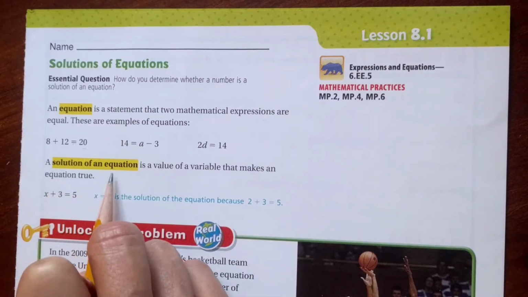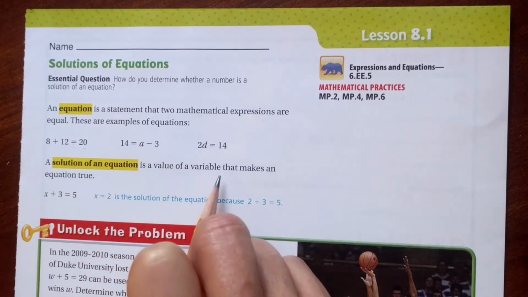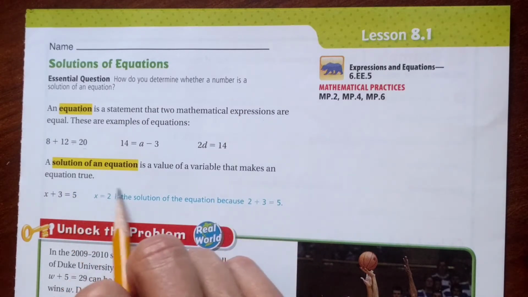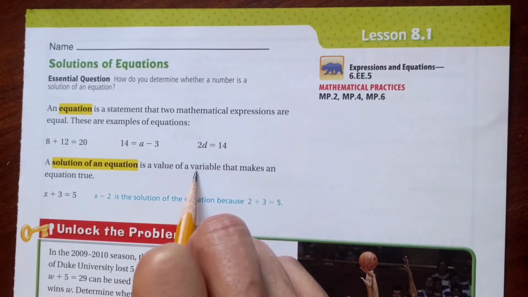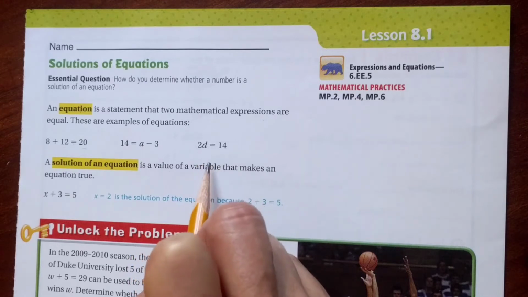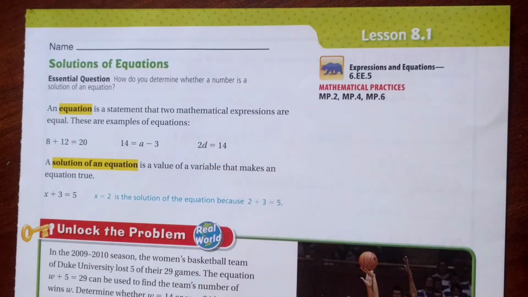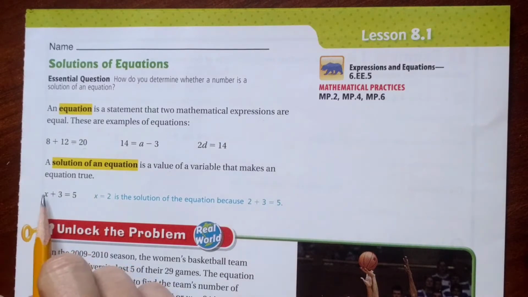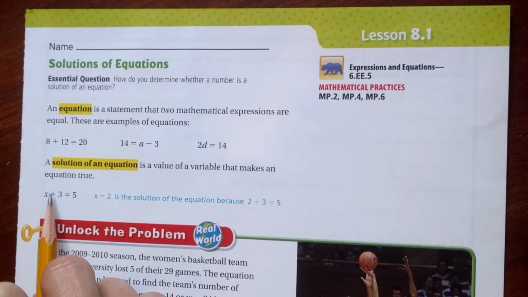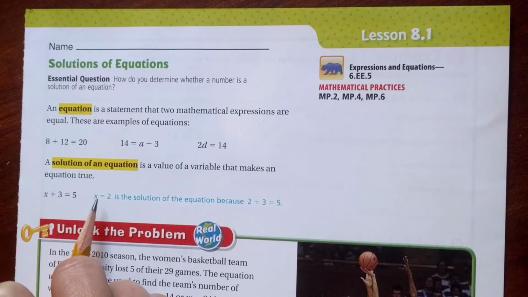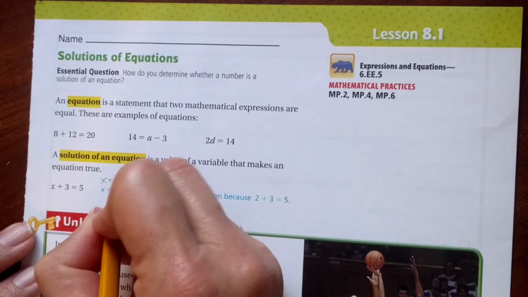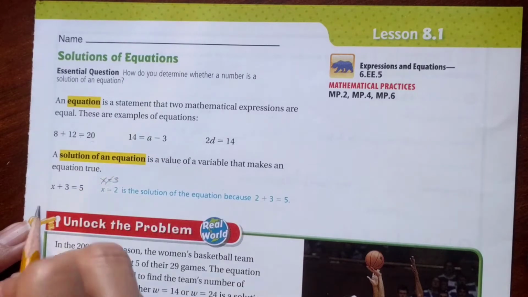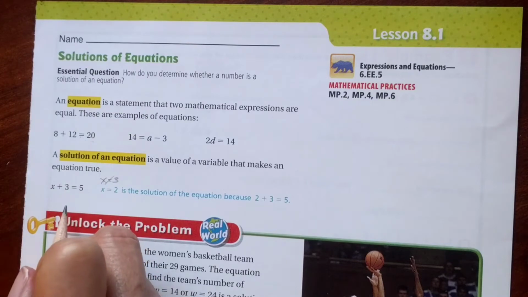A solution of an equation is a value of a variable that makes an equation true. So in other words, when you substitute in a number for a variable and it comes out being equal on both sides of the equal sign, then it's a solution. In this case, you can do this one in your head. x equals 2 is the solution, right? Because 2 plus 3 equals 5. x equals 3 would not be a solution for this equation because 3 plus 3 is 6, not 5.